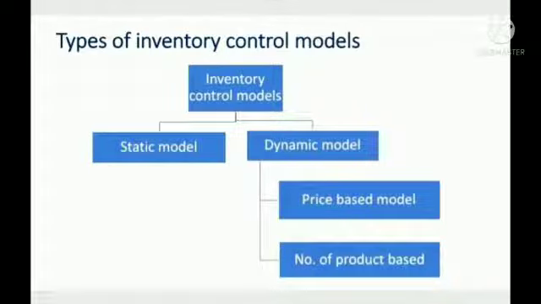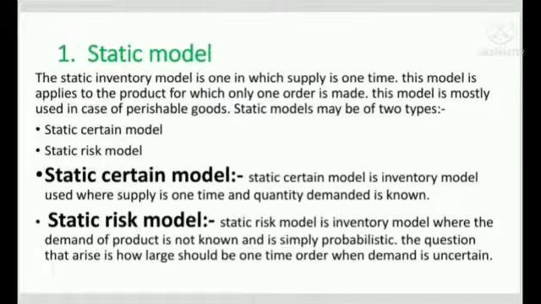Types of inventory control models. 1. Static model. 2. Dynamic model. 1. Static model. The static inventory model is one in which supply is one time. This model applies to the product for which only one order is made. This model is mostly used in case of perishable goods. Static models may be of two types: static certain model and static risk model.